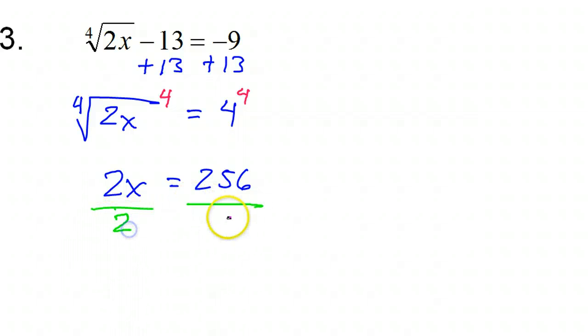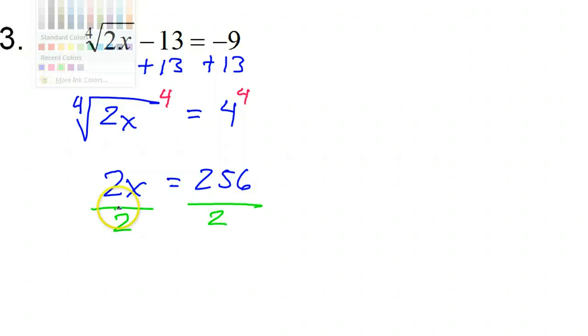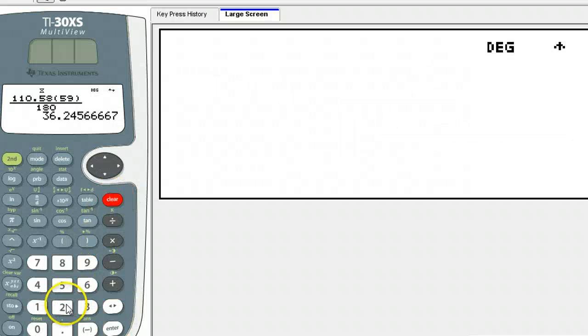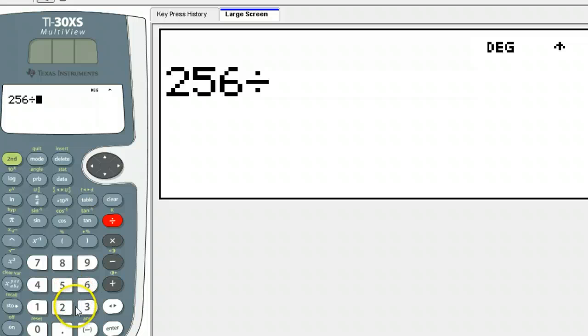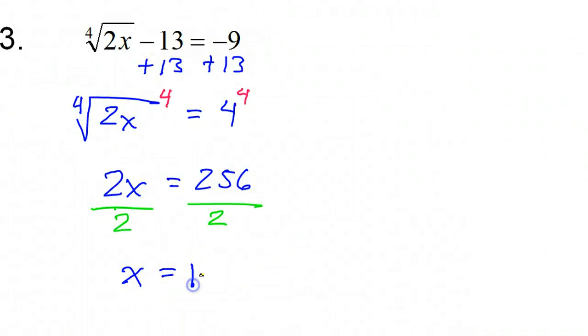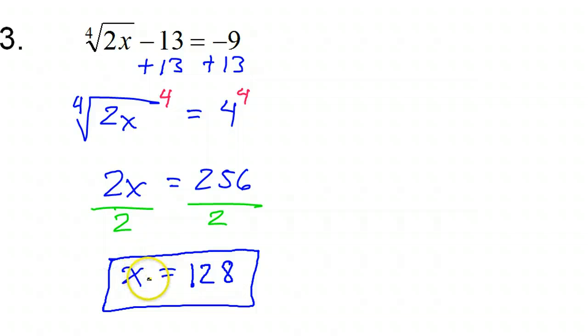Okay, so let's divide both sides by 2. These 2's will cancel out, so I'll be left with x equals... I could figure out what that is, but I choose not to. 256 divided by 2, 128. Perfect. And that is probably the answer unless it is extraneous. So you should look back and make sure it's all copacetic and you really get -9.